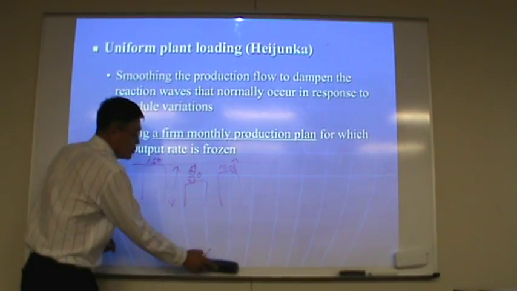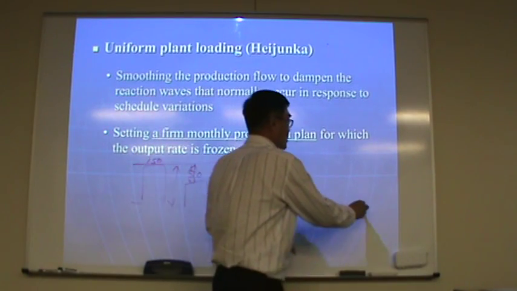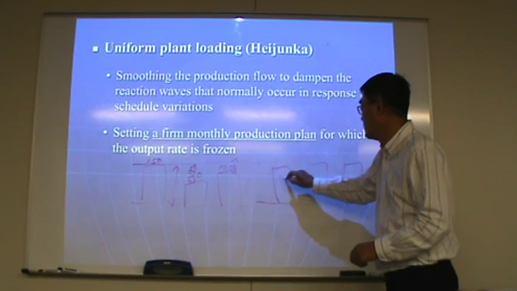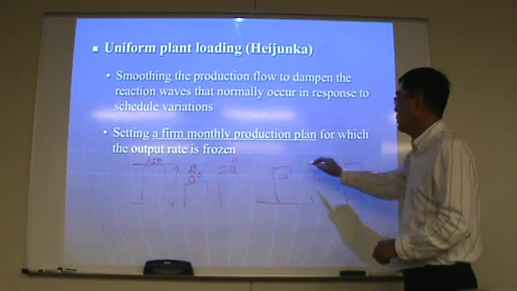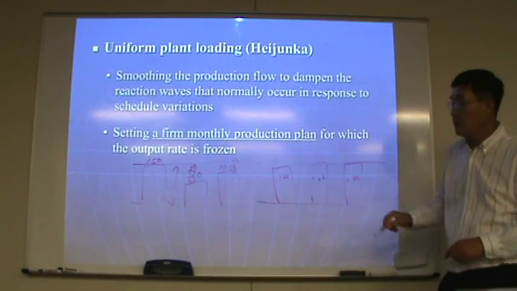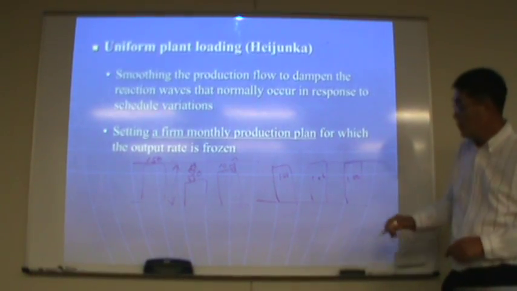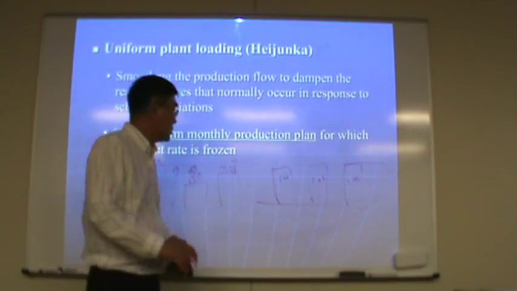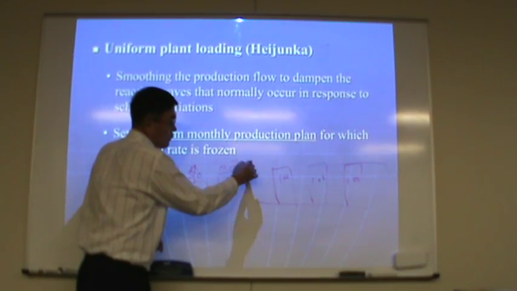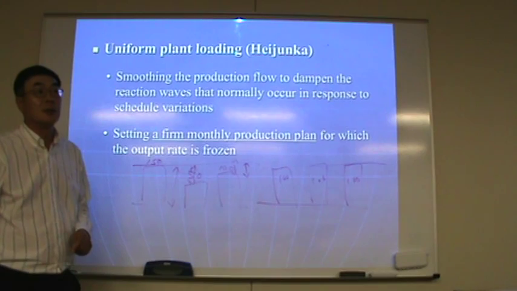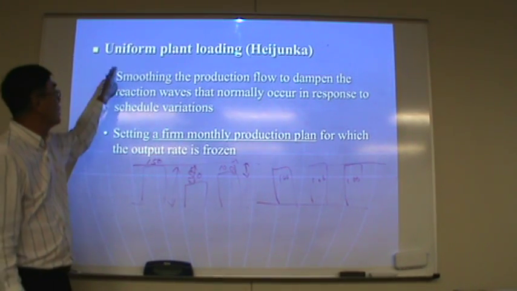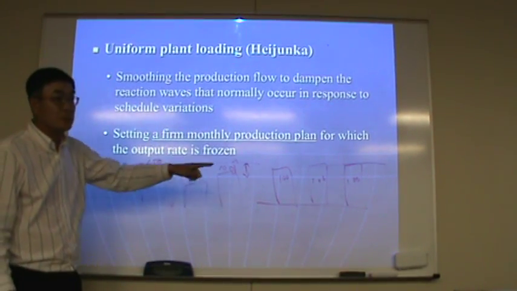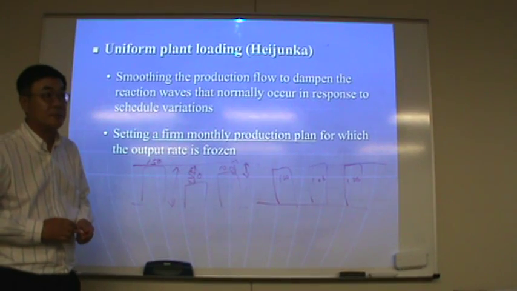If we can schedule 100, 100, 100, we need 100 capacity, but the total is 300, the same, right? So 50 capacity is waste, right? So using uniform plant loading, in Japanese Eijunka, we can save cost, right?